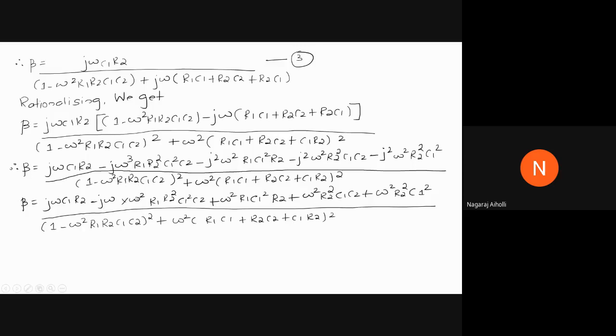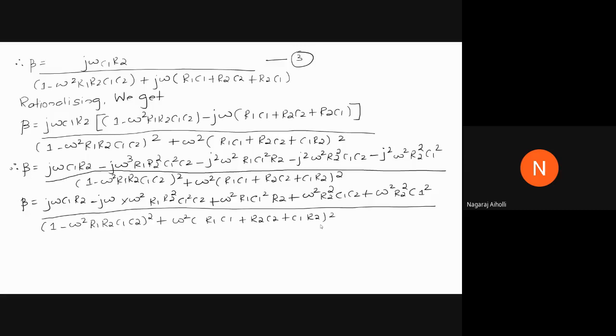So write it as minus j omega into omega square r1 r2 square c1 square c2. J square is minus 1, so minus 1 into minus 1 is plus. It will be plus omega square r1 c1 square r2, minus j omega, j square is minus 1 into minus 1 is plus, it will be plus omega square r2 square c1 c2. Here also j square is minus 1 into minus 1 is plus omega square r2 square c1 square, divided by 1 minus omega square r1 r2 c1 c2 the whole square plus omega square into r1 c1 plus r2 c2 plus c1 r2 the whole square. Fine students, hope all of you are following here.